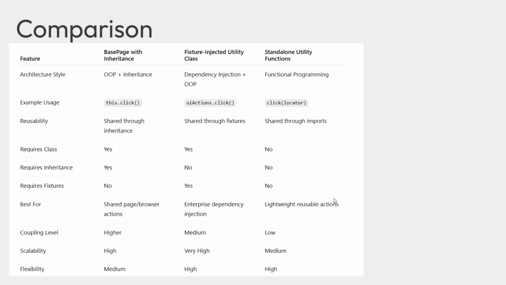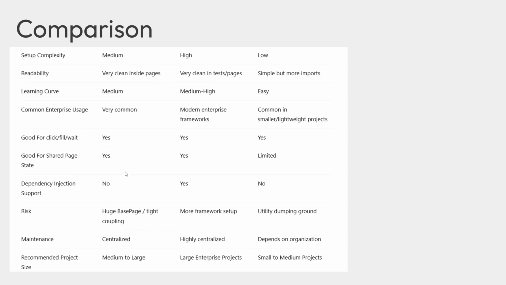Finally, let's compare all the three approaches. Depending upon your framework requirements, team preferences, and project size, you can choose the approach that fits you the best. Both the inheritance-based base page architecture and the fixture-injected utility class are commonly used in enterprise automation frameworks. However, personally, I prefer fixtures over inheritance because the code remains more loosely coupled and flexible. Do check out the entire comparison.